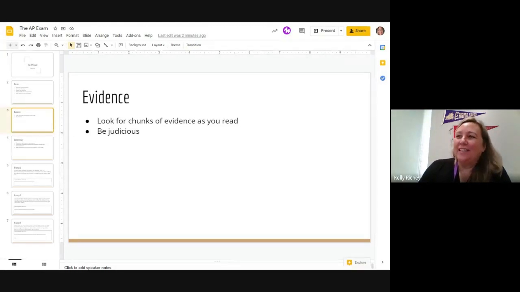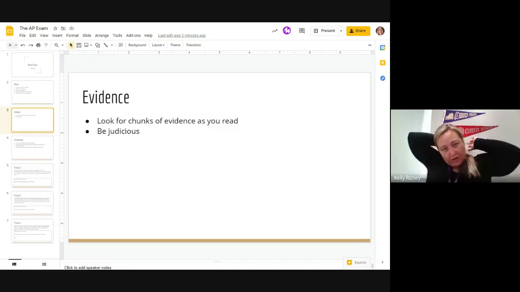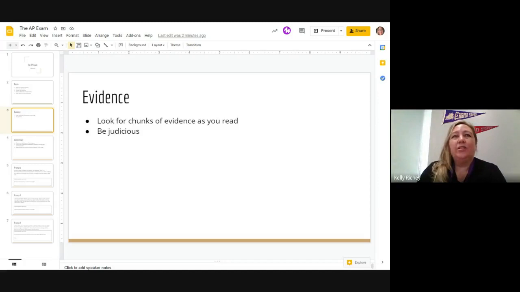Okay, then we have evidence. As you're reading the text, remember if you have a short story, the first 2 essays are going to give you the text. They're going to give you the poem and they're going to give you the text from the novel or the short story to look at. That third one, you have to come having known something, okay? So as you're reading it, you're looking for chunks of evidence as you read. So be judicious.